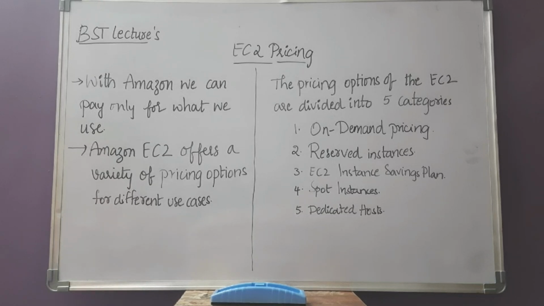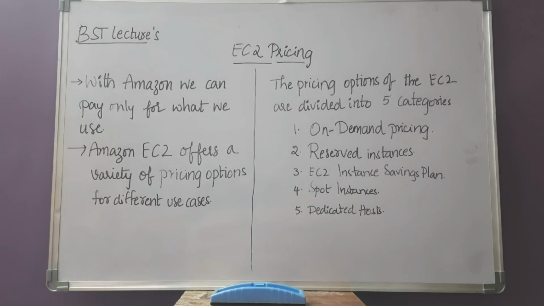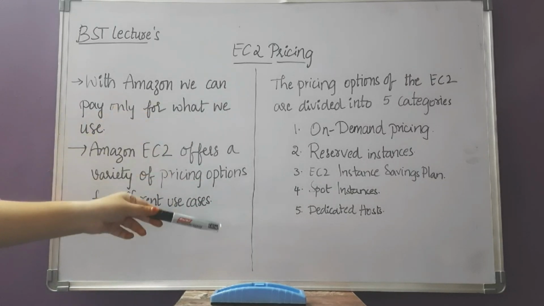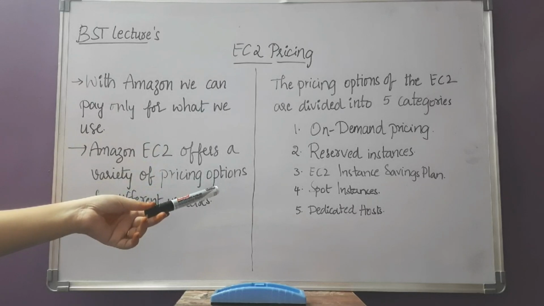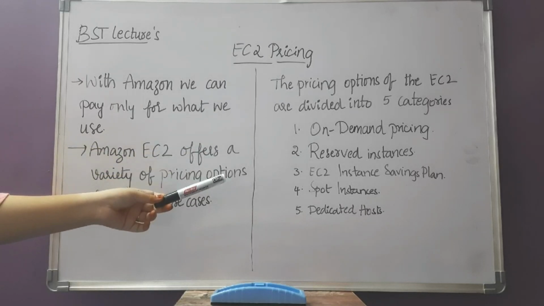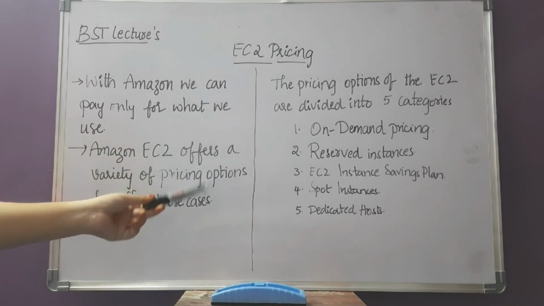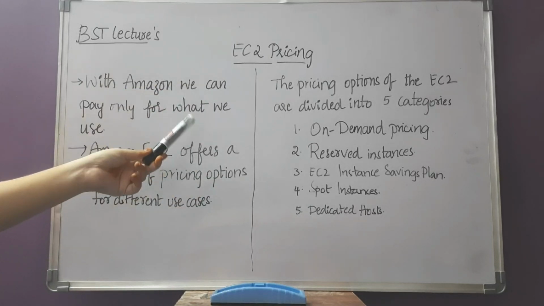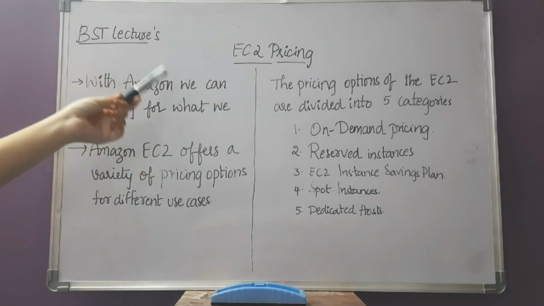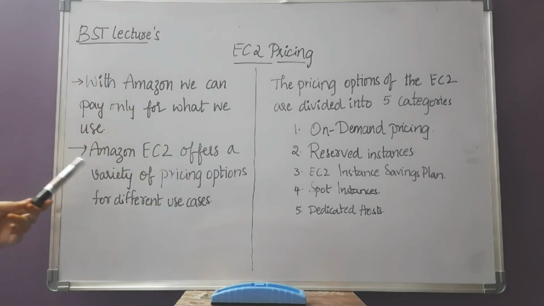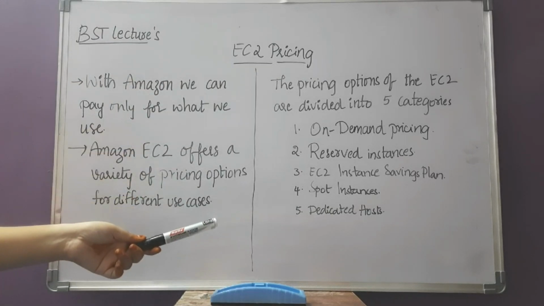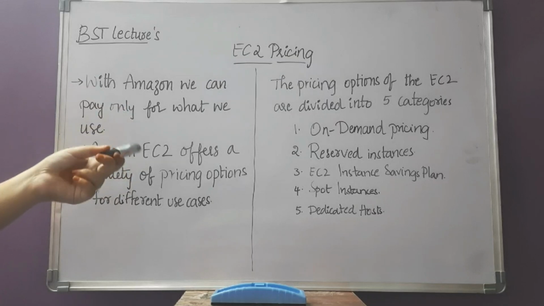Next, Amazon EC2 offers a variety of pricing options for different use cases. We have a variety of pricing options which are listed here. These are divided into 5 categories: on-demand, reserved, EC2 Instance Savings Plan, spot instances and dedicated hosts. These 5 are the categories of pricing options available in EC2. And we have different use cases for all these 5 categories. We will discuss it in this video.